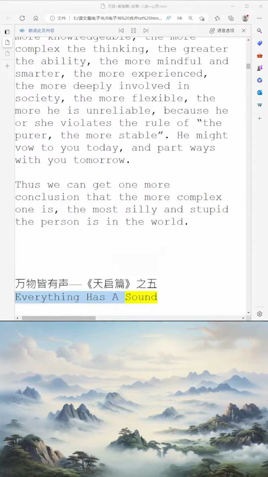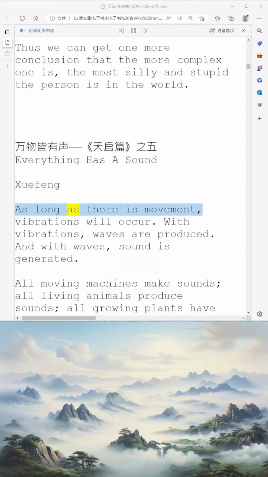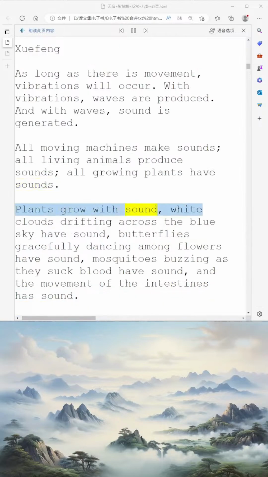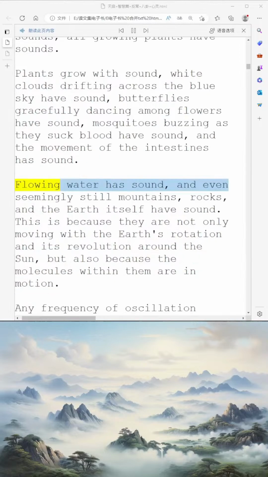Everything has a sound. As long as there is movement, vibrations will occur. With vibrations, waves are produced. And with waves, sound is generated. All moving machines make sounds. All living animals produce sounds. All growing plants have sounds. Plants grow with sound. White clouds drifting across the blue sky have sound. Butterflies gracefully dancing among flowers have sound. Mosquitoes buzzing as they suck blood have sound. And the movement of the intestines has sound. Flowing water has sound. And even seemingly still mountains, rocks, and the earth itself have sound.